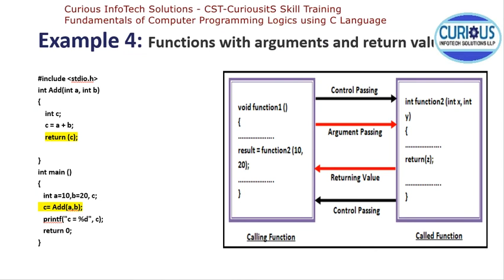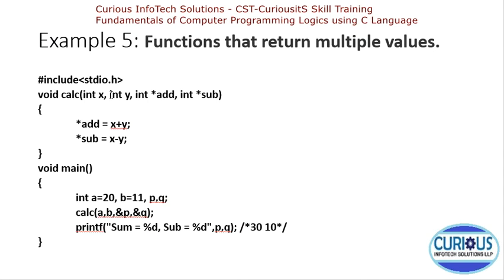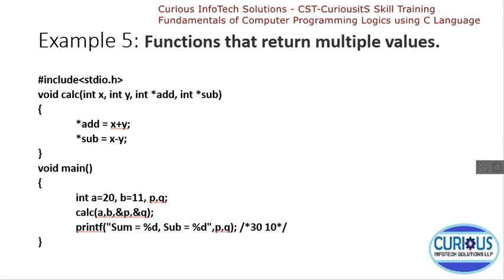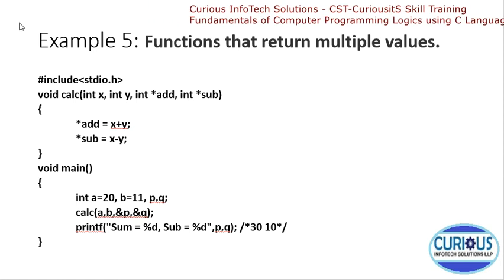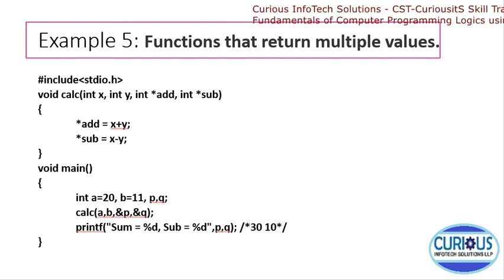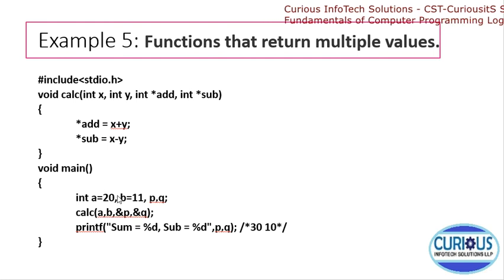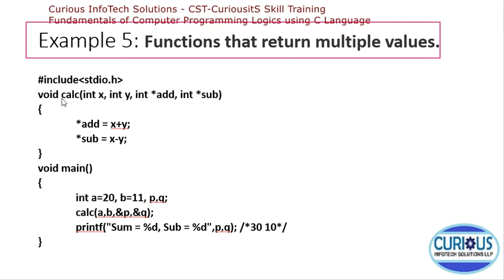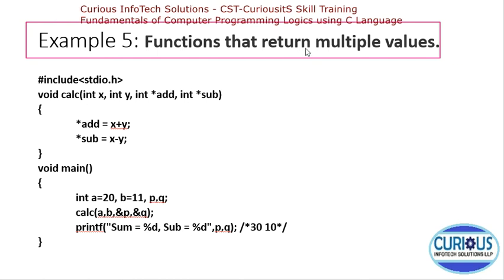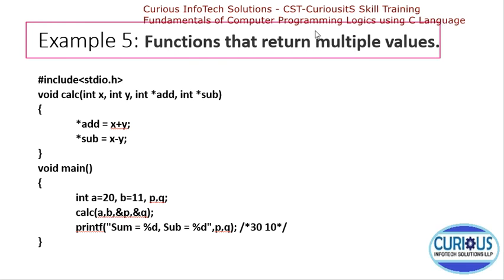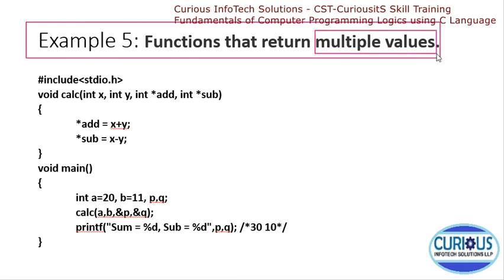Now we will see a very important program known as a function that returns multiple values. This is very important, because here we have the concept of call by value and call by reference. In the previous program we were only able to return one value, एक ही value return कर सकते थे, but here you are actually returning multiple values.